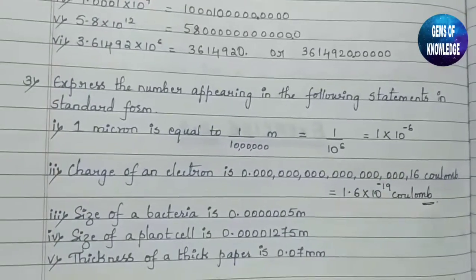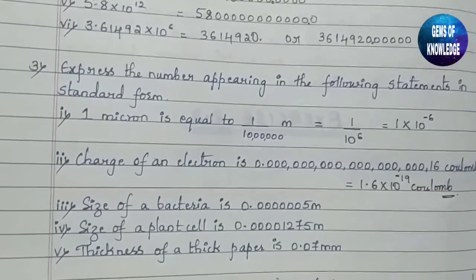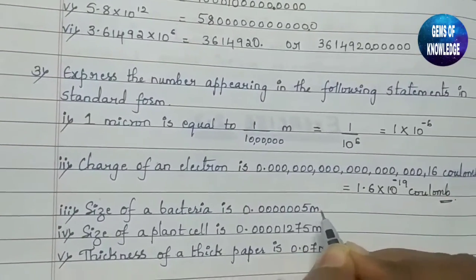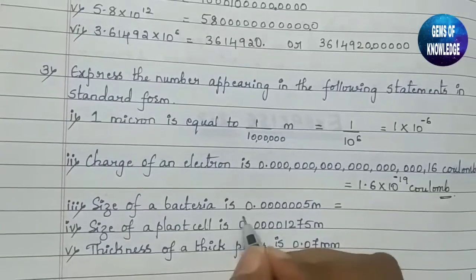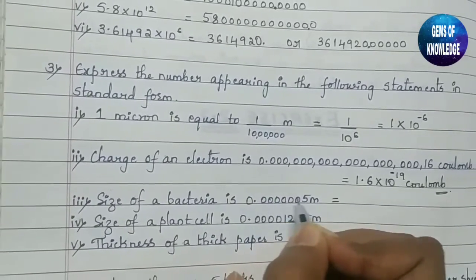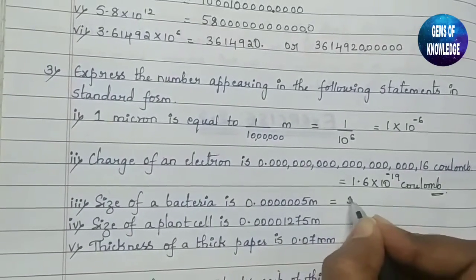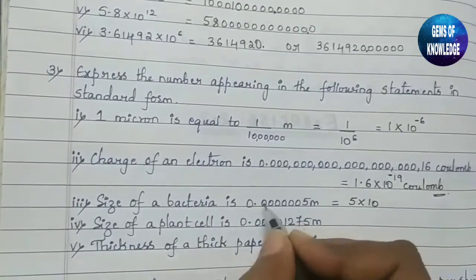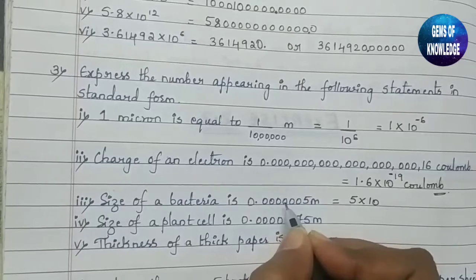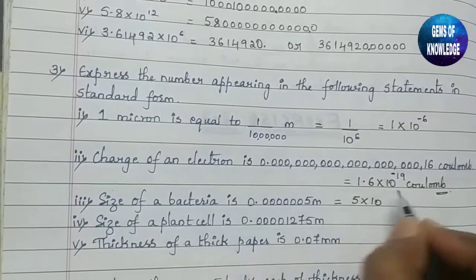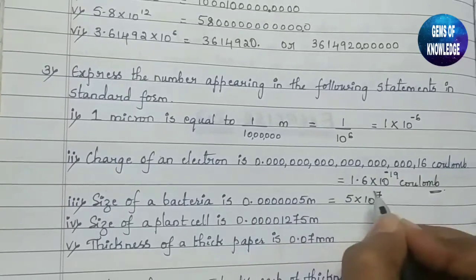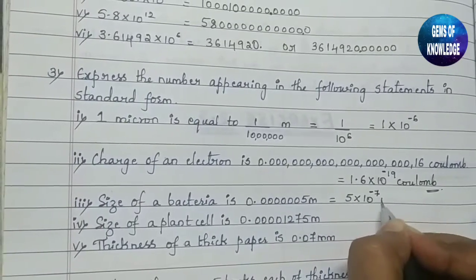Then the next, you can see the size of the bacteria is 0.0000005 meter. So what we will write, we have to move this point to here. So we are getting 5 into 10 to the power of how many? 1, 2, 3, 4, 5, 6 and 7. 10 to the power of 7, and since we are moving it to the right side, it will be negative.